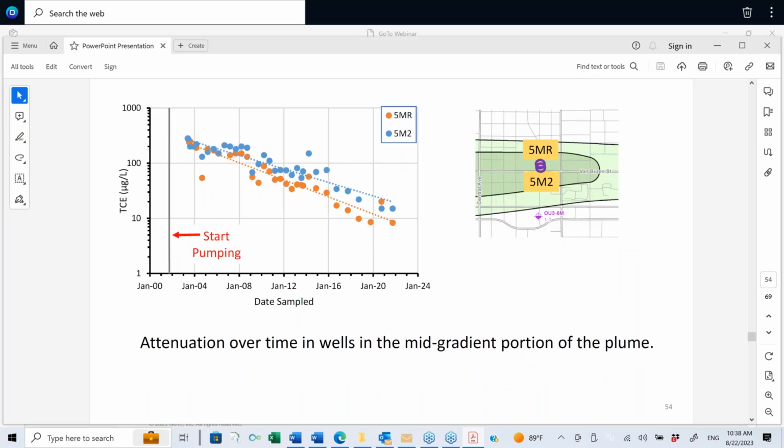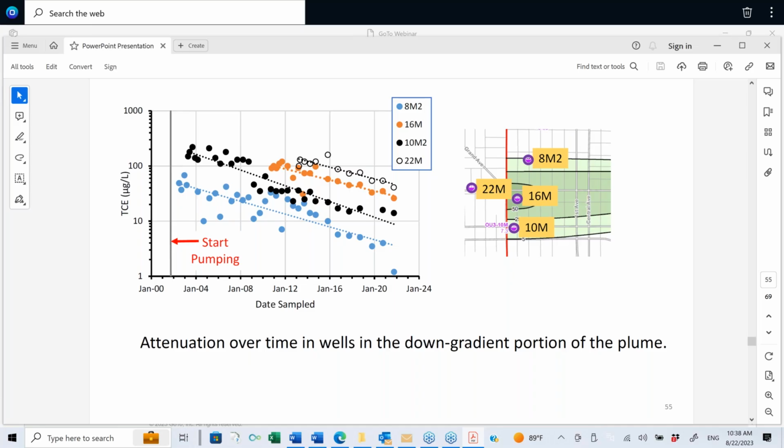Now, if you go halfway down the OU, you're some distance away from that in terms of distance and time of travel. These are the rate constants for these two wells, and they track each other fairly nicely. And then you go down to the toe of the plume for these four wells. Again, these are the rate constants for those four wells over time, or attenuation over time. And the slopes of those lines track each other fairly nicely.